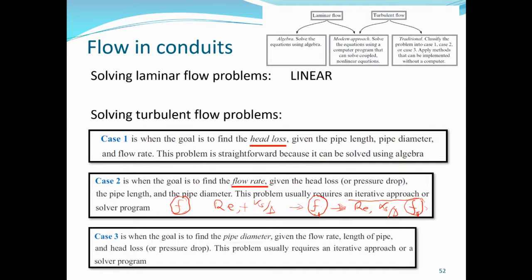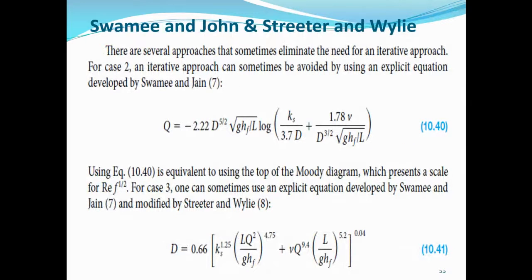Then the third case is when the goal is to find pipe diameter, given the flow rate, length of pipe, and head loss. This problem is also another iterative approach in which we also assume the friction factor, evaluate the pipe diameter, and then find the Reynolds number, and then evaluate the friction factor using the Moody diagram, compare the two, and then repeat the process again. We'll look at some examples just now.